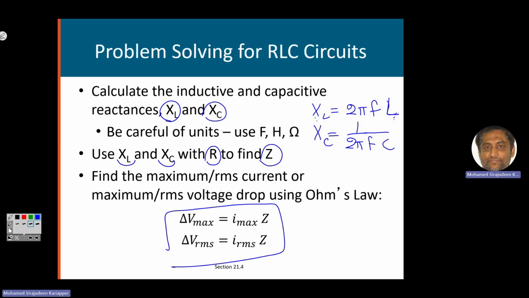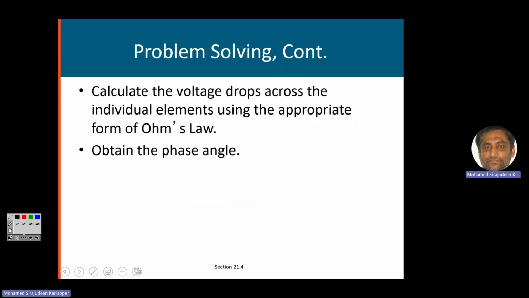So suppose the current is known and the impedance is known, then you can calculate the voltages. So the question may vary. Sometimes the voltage and impedance will be given, and you are asked to find the current. So it depends on the question. You may also be asked to find the phase angle from the given data.